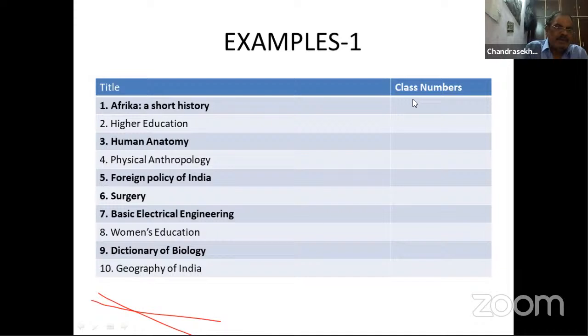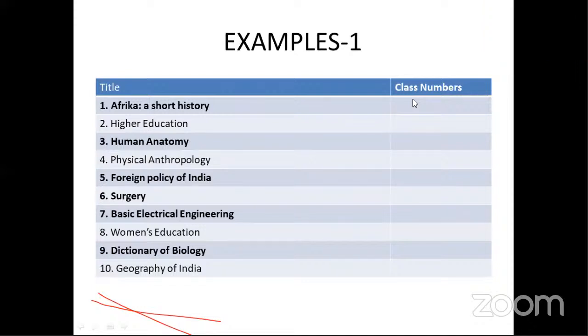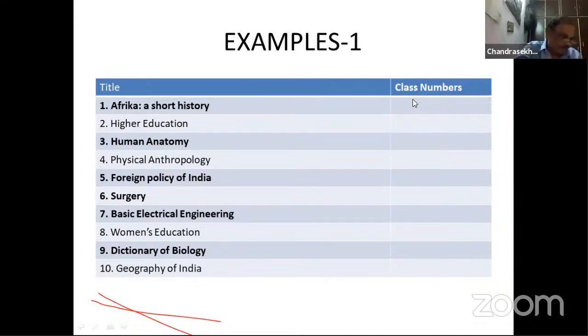So here, what is the number? 570.03. That is the number. But don't confirm that one. You have to check with the schedules. You have to go to volume number 2. Then under biology, you have to check what instructions are given to add the standard subdivisions.